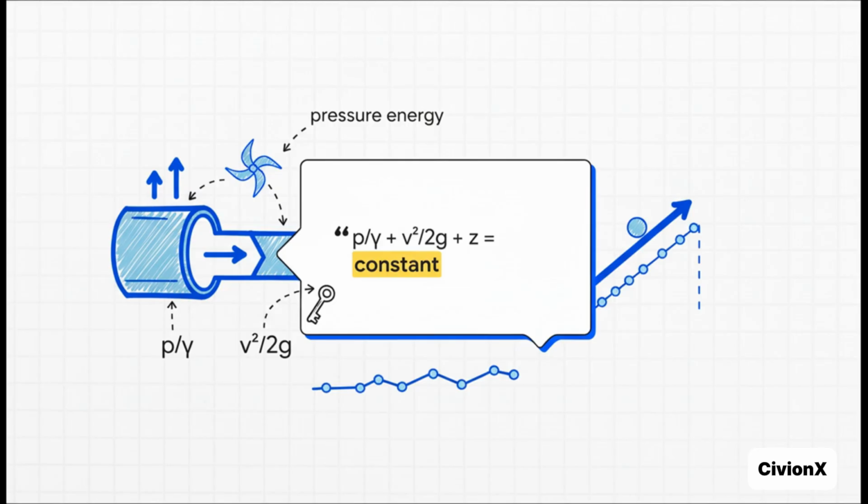Bernoulli's equation. Now I know, it might look a little intimidating with all the letters and symbols, but all it's really saying is that if you add up the pressure energy, the kinetic energy, and the potential energy at any point along a fluid's journey, the grand total is always going to be the same. It's a perfect balancing act.